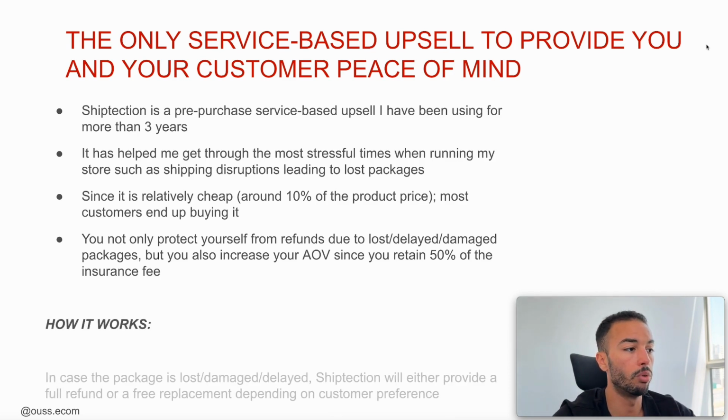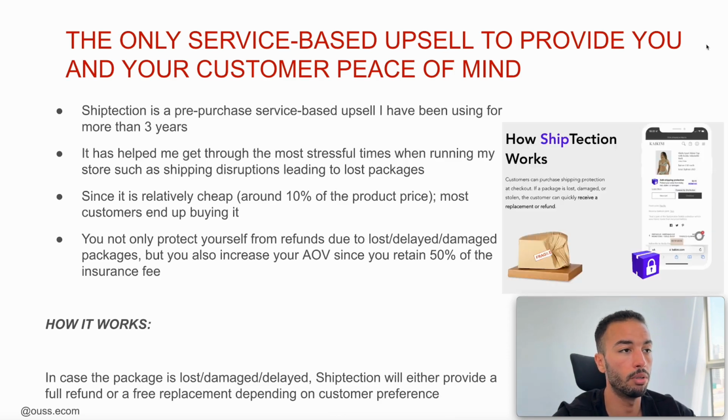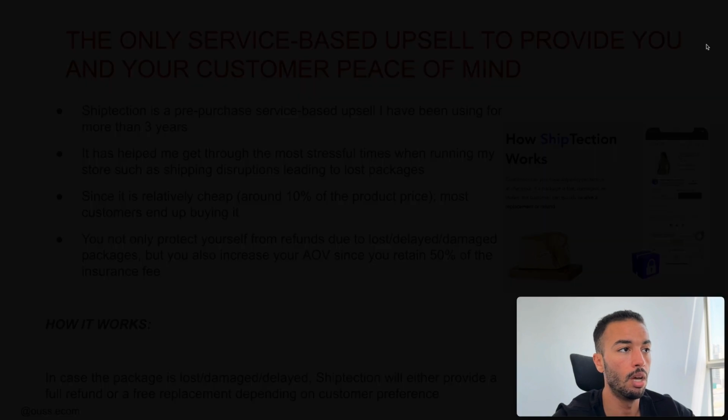So how it works is, in case the package is lost, damaged, or delayed, ship protection will either provide the full refund or free replacement depending on the customer preference. All the customer has to do is just apply for either a refund or a full replacement on their website, and the process is very quick, easy and convenient for your customers, so it does not make it frustrating for them to either get their refund or full replacement. This is a screenshot I took from their website. So as you can see, the customers can purchase shipping protection at checkout. If a package is lost, damaged or stolen, the customer can quickly receive a replacement or refund.